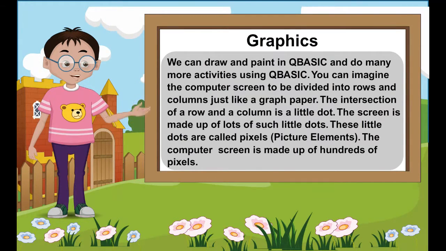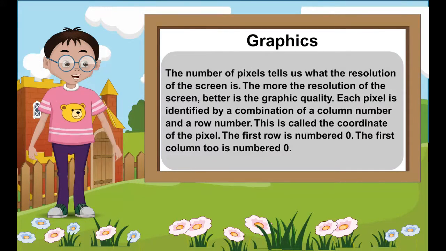The computer screen is made up of hundreds of pixels. The number of pixels tells us what the resolution of the screen is. The higher the resolution of the screen, the better the graphic quality. Each pixel is identified by a combination of a column number and a row number. This is called the coordinate of the pixel. The first row is numbered 0. The first column too is numbered 0.